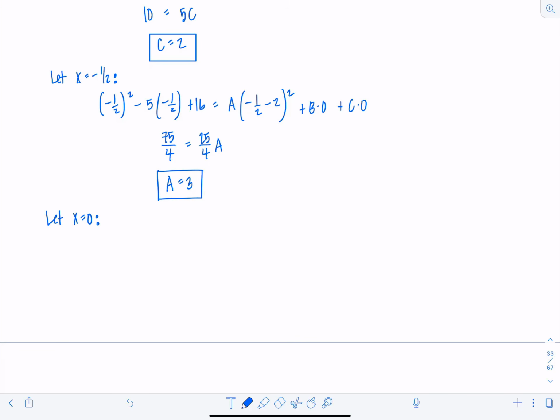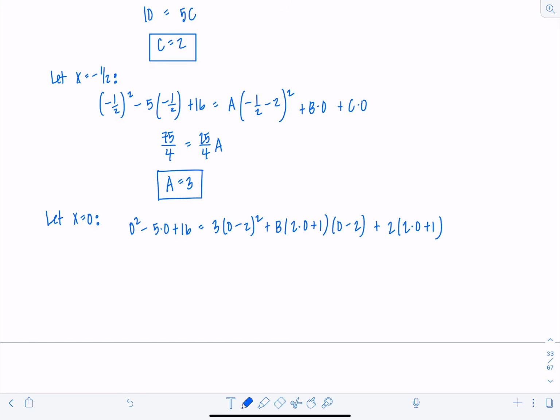And let's see what we have here. So we'll have 0 squared minus 5 times 0 plus 16 is equal to, now I know a is 3, so this is going to be 3 times (0 minus 2) squared plus b times (2 times 0 plus 1) times (0 minus 2) plus, and then remember we know c is 2, so this is going to be 2 times (0 plus 1).